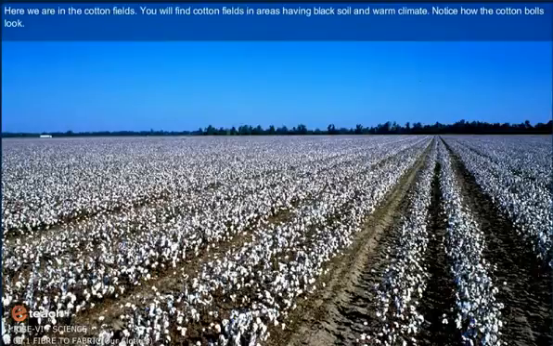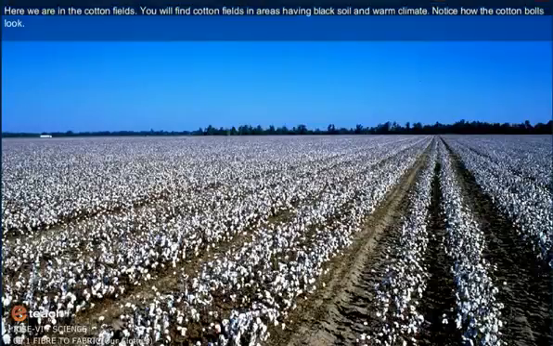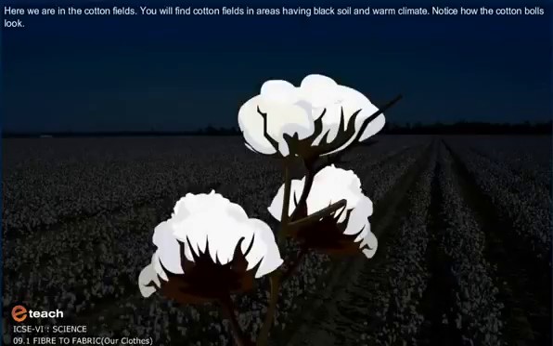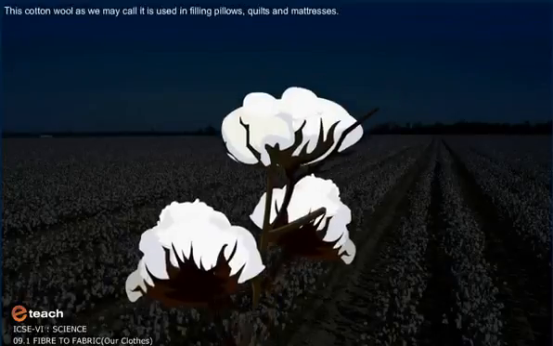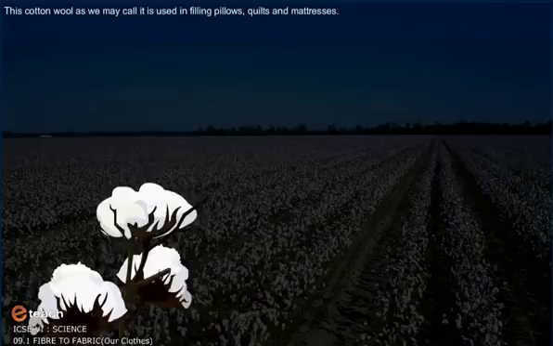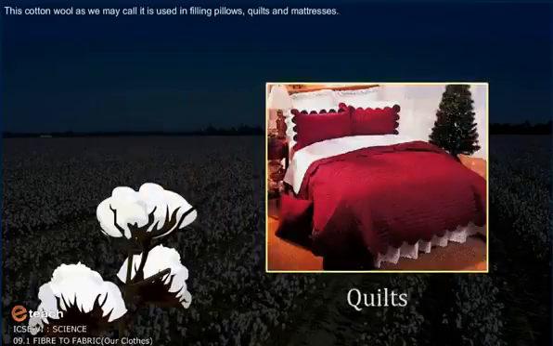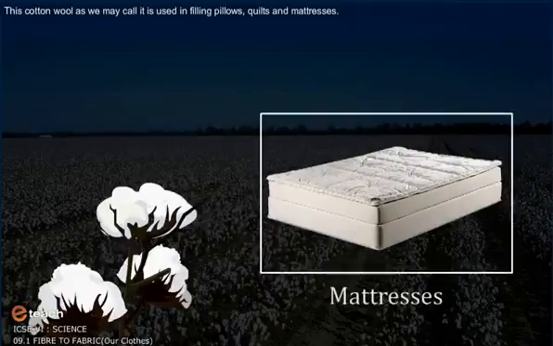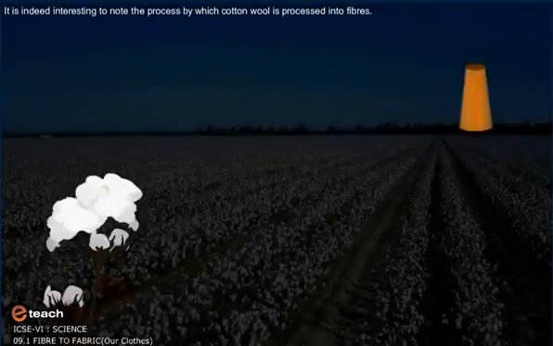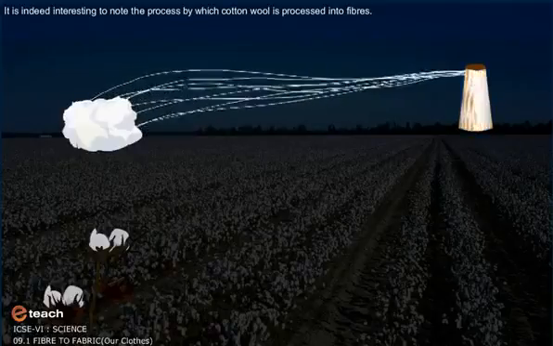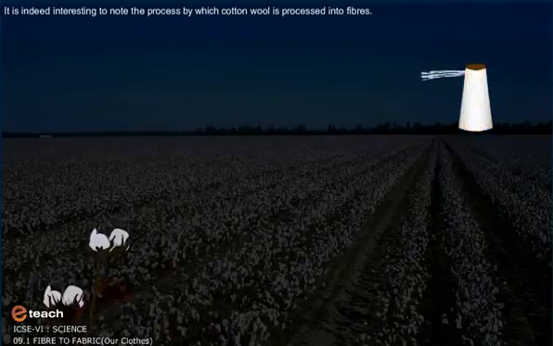Here we are in the cotton fields. You will find cotton fields in areas having black soil and warm climate. Notice how the cotton balls look. This cotton wool, as we may call it, is used for filling pillows, quilts, and mattresses. It is indeed interesting to note the process by which cotton wool is processed into fibers.